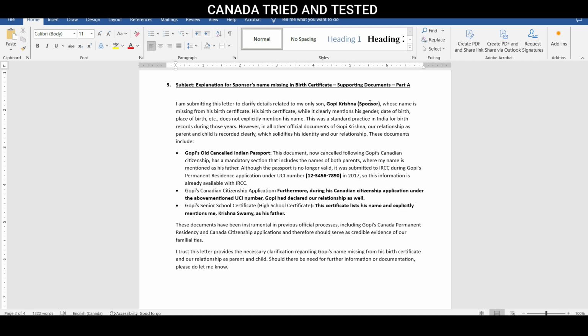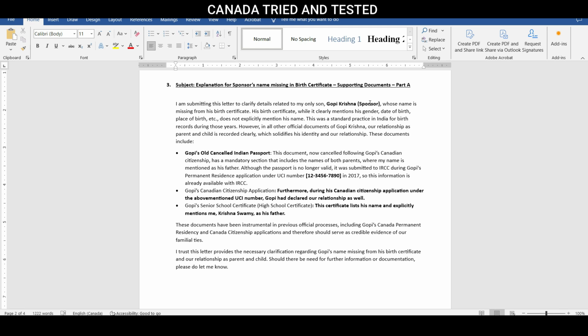I'm submitting this letter to clarify details related to my only son Gopi Krishna (bracket sponsor), whose name is missing from his birth certificate. His birth certificate, while it clearly mentions his gender, date of birth, place of birth, etc., does not explicitly mention his name. This was a standard practice in India for birth records during those years. However, in all other official documents of Gopi Krishna, our relationship as parent and child is recorded clearly, which solidifies his identity and our relationship.